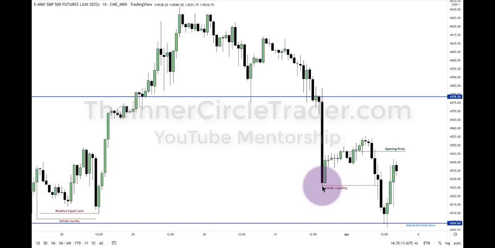Where's it going to go? Below this low. If it accelerates below this low, where could it go? Below here. Then we have the bullish order block on the daily chart. So we have a lot of things coming together that draw on a great deal of probabilities.